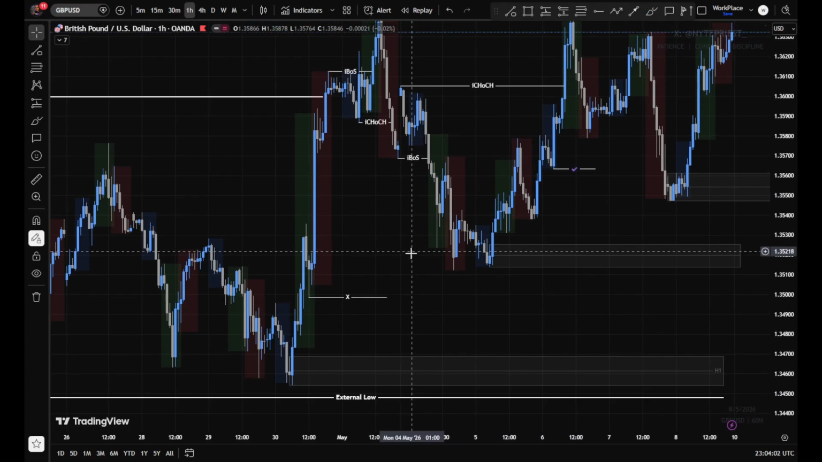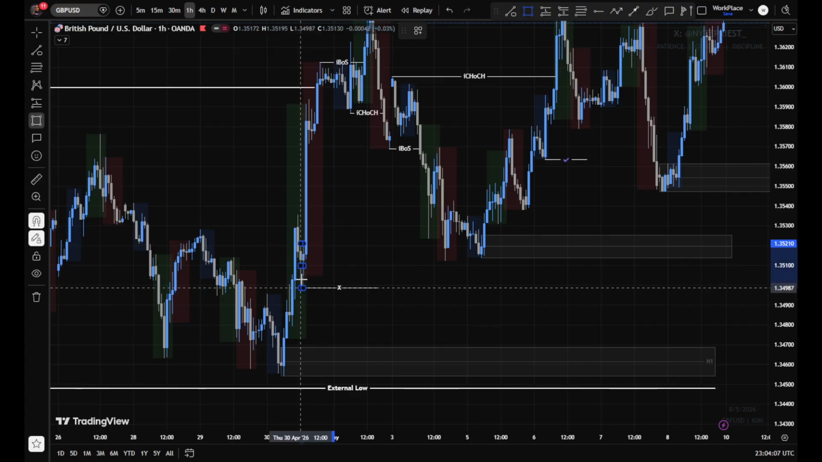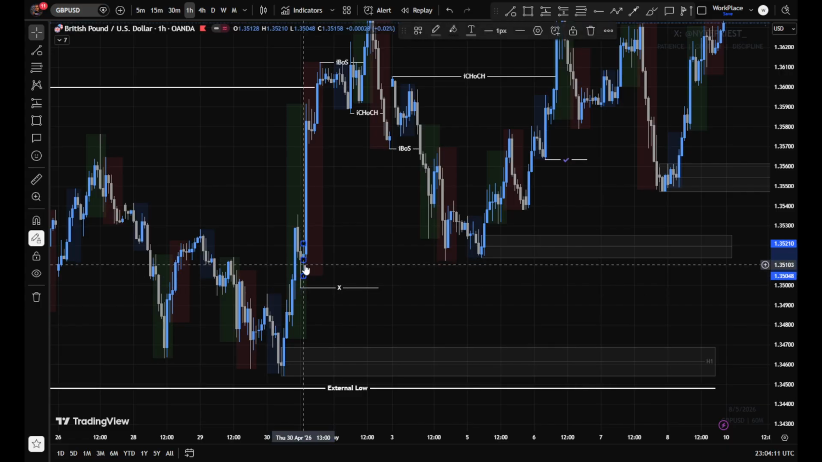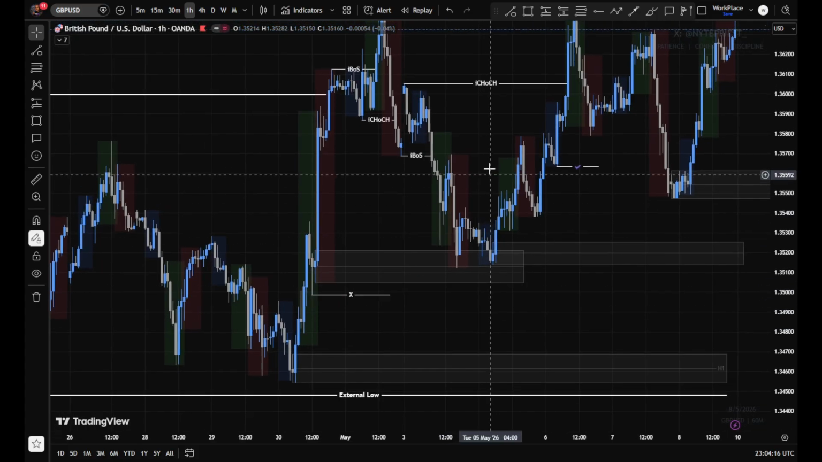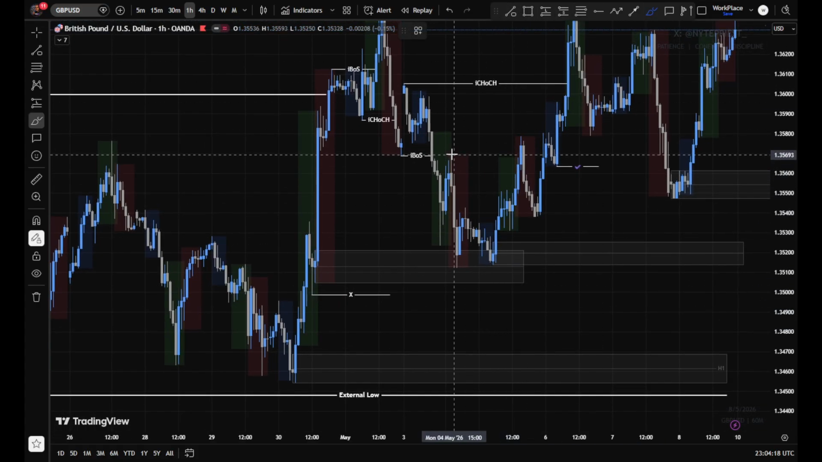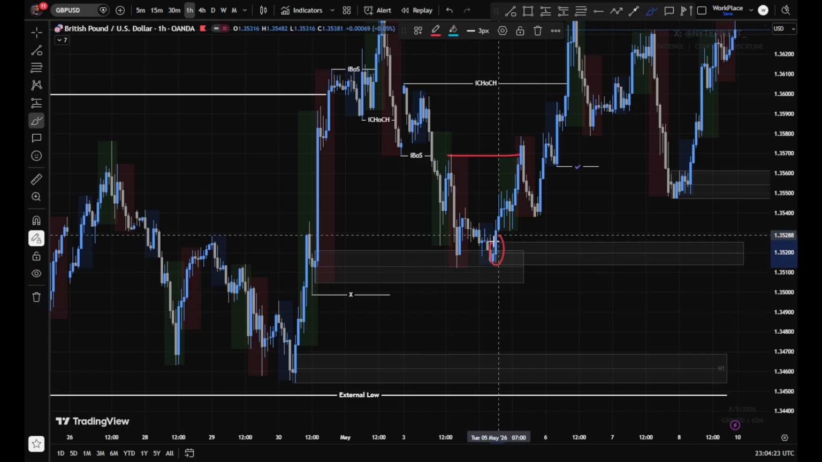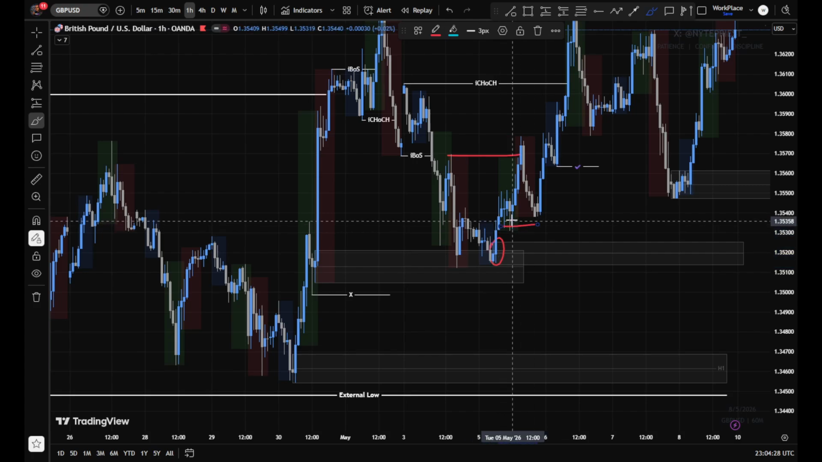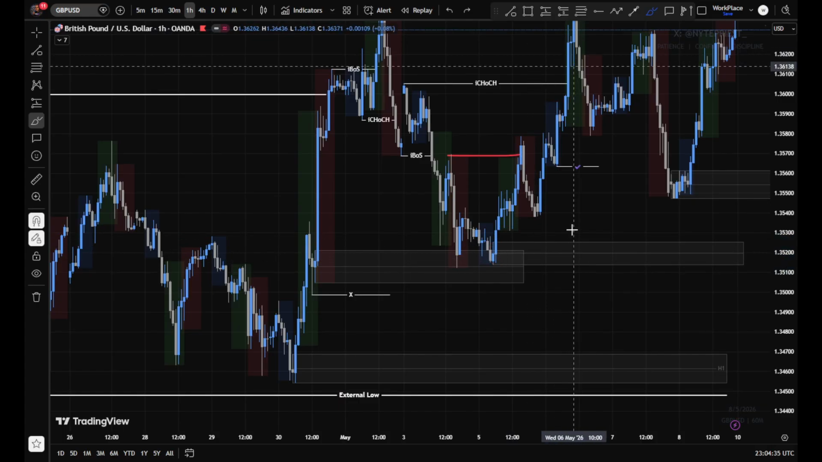So this POI on the pound got mitigated on Tuesday, all right? Then we had a change of character to the upside here. So after that change of character, I was looking for this extreme POI to be mitigated, okay? But price swept this liquidity low. So this POI was of low probability to get mitigated, okay?